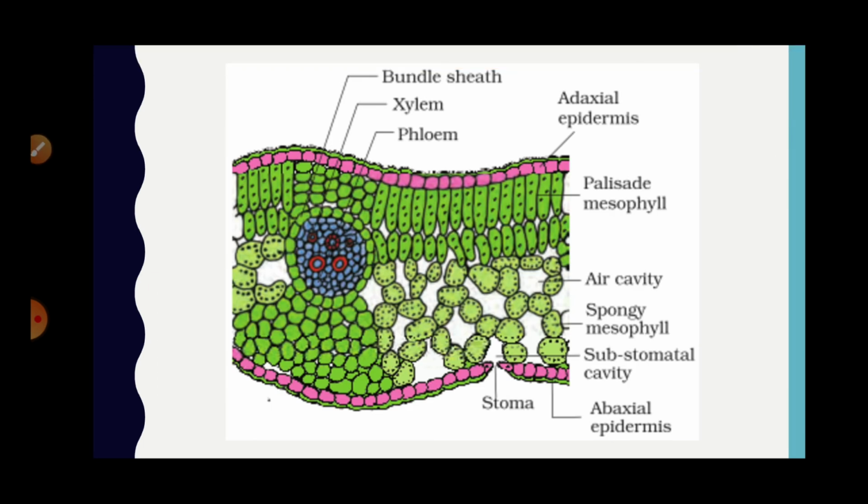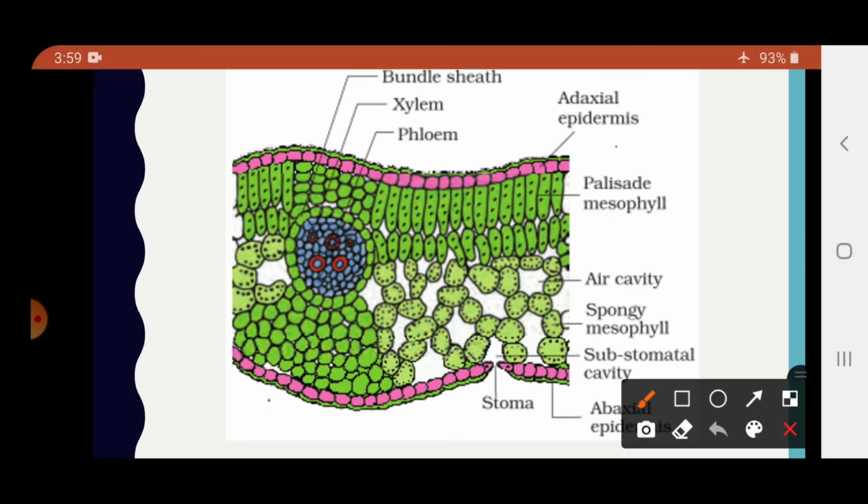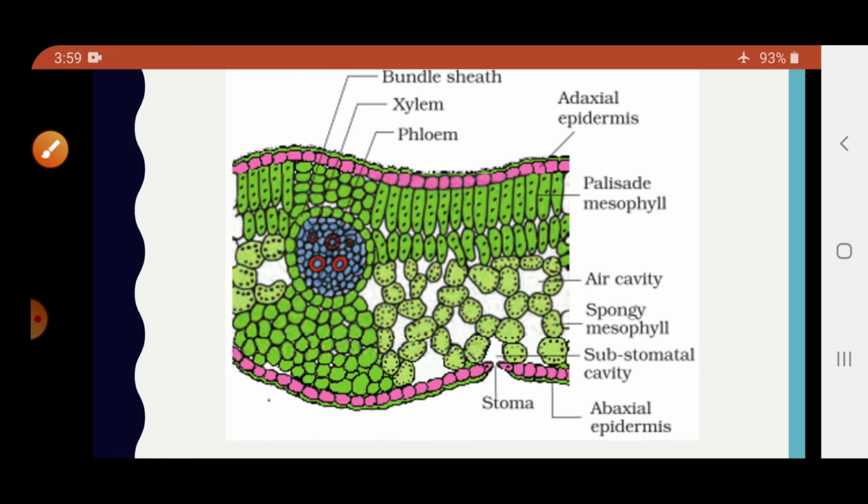This diagram is given in your book. Here you can see this is the adaxial or upper epidermis covered by a layer of cuticle. These are the palisade cells, elongated cells. Then these are the spongy cells. These spongy cells have large intercellular spaces which are called the air cavity. This is the lower epidermis, this is the cuticle of the lower epidermis, and this has a stomata. The air cavity below the stomata is called the substomatal cavity. So that is regarding the dicot leaf.